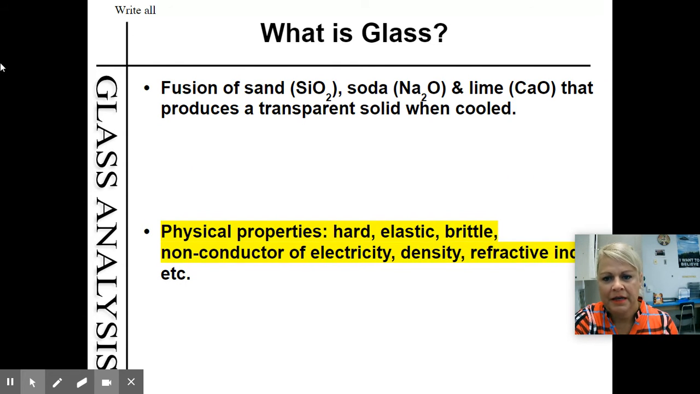So what is glass? Glass is typically made from a fusion of sand, soda, and lime. Sometimes, especially if lightning strikes a beach area, you can actually find glass at the beach. I know there are people that make glass sculptures by putting lightning rods in sand and waiting for lightning to strike them. The lightning will heat up the sand almost instantly, and the electrical properties of it will actually form glass. So some physical properties of glass are that it's hard, elastic, brittle, does not conduct electricity, and has different types of density and refractive index.